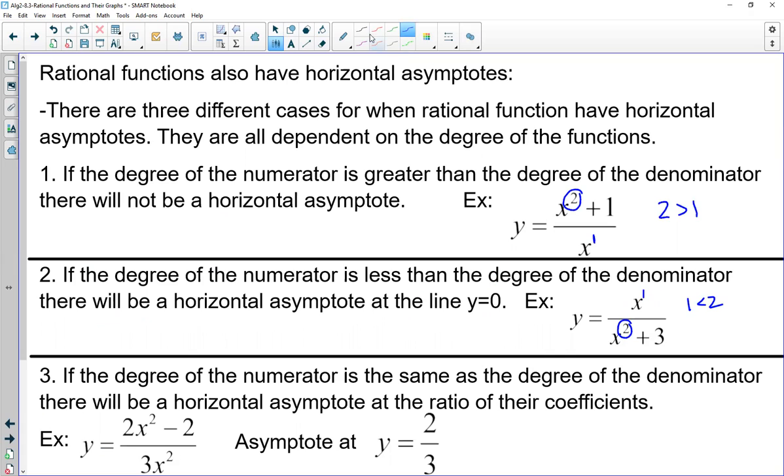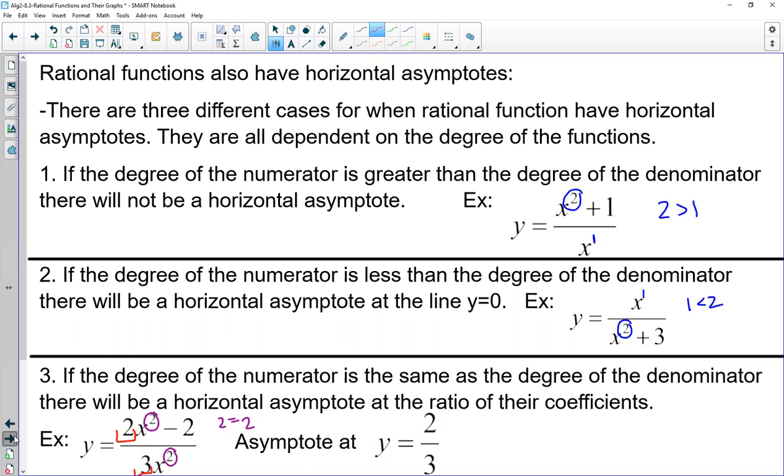Now the last case is if the degree of the numerator is the same as the degree of the denominator. There will be a horizontal asymptote at the ratio of their coefficients. So as we can see, the degree of the numerator is 2. The degree of the denominator is also 2. Since the degrees are both 2, we're going to look at the coefficients attached to both of those. So we can see we have a 2 and we have a 3. So our asymptote will be at the line y equals 2 over 3.